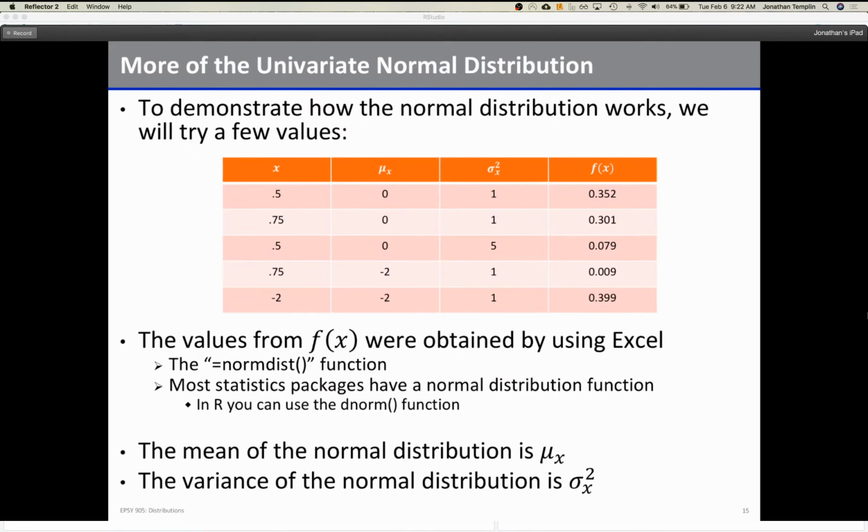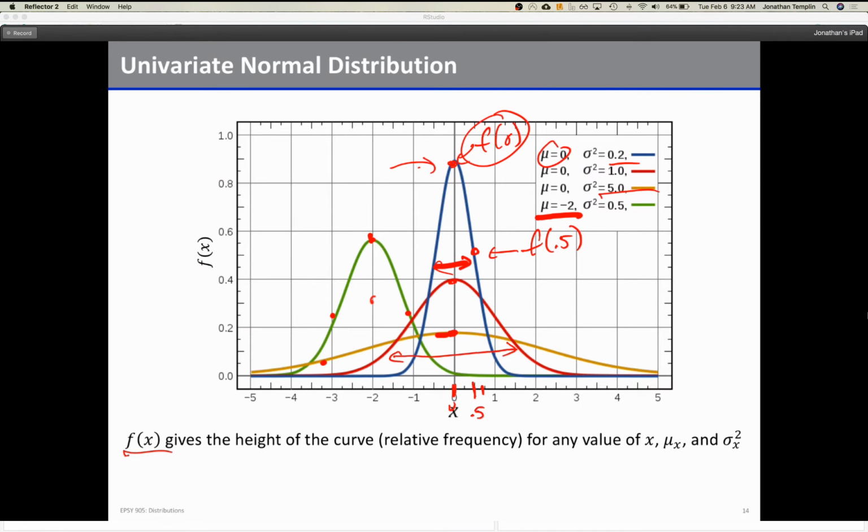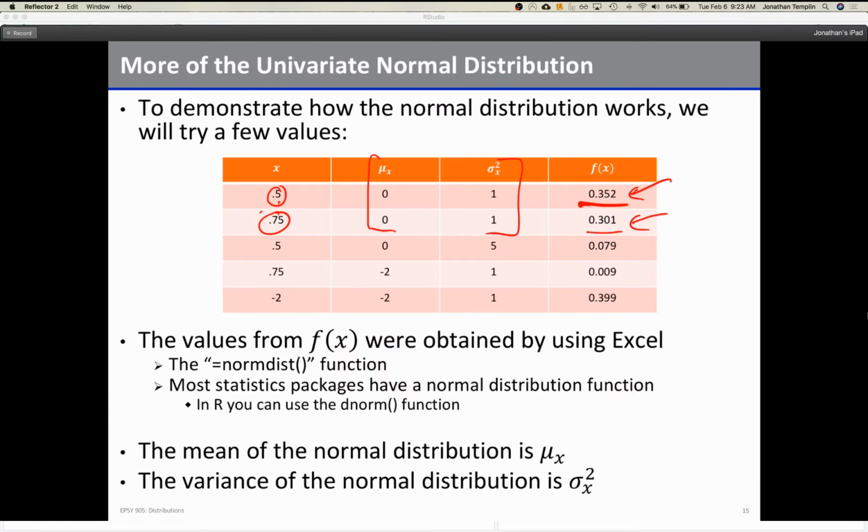So to demonstrate how this normal distribution works, we're going to try a few values. Let's imagine in the top two, right here, a mean of 0 and variance of 1. Sometimes we call this a standard normal distribution. If we try a value of 0.5 versus a value of 0.75, we plug it into that ugly function from 2 slides ago. We see the f of x, the result, is 3.52 for 0.5. That's the height of the curve. And 3.01 for 0.75. And if we go over here, you'll see the difference. There's f of 0.5. This is f of 0.75 right there.